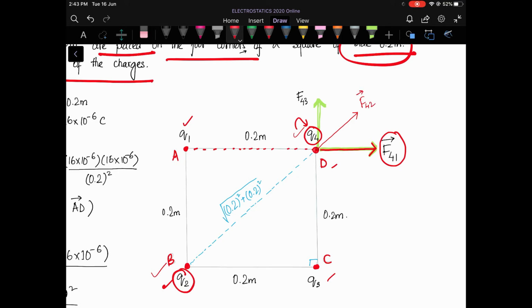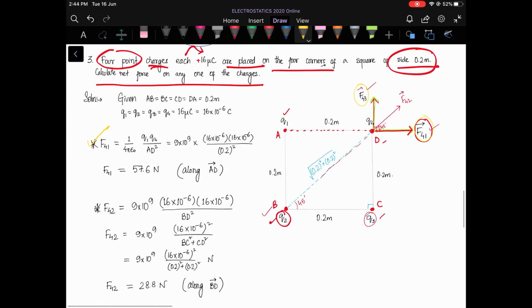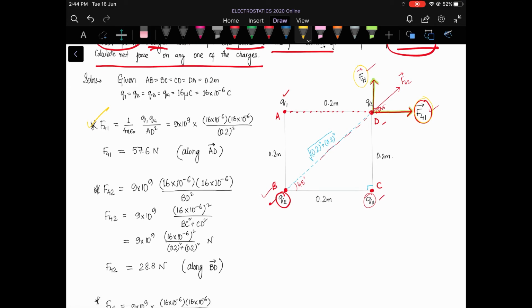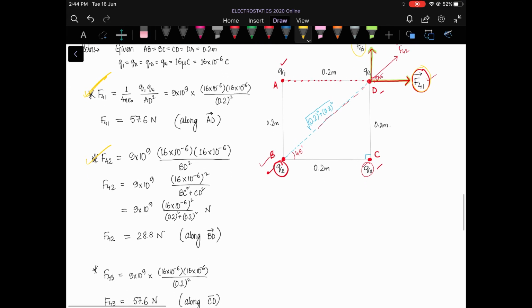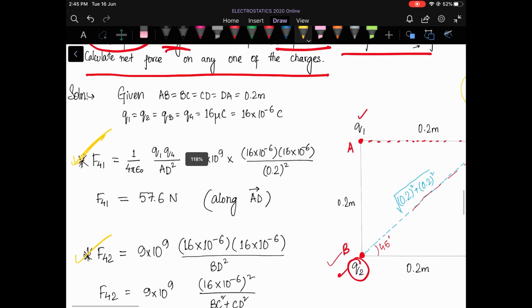Then finally we have the force acting on the fourth charge due to the third charge, and that also must be repulsive. So we have that force along this direction. Clearly you can say that the angle between your F43 and F41 must be 90 degrees. And since this line here is the diagonal, and we know this is going to be 45 degrees, obviously this angle here also will be equal to 45 degrees. To solve this problem, first we'll write the values of all these forces, which is F41, F42 and F43. So let's do that.